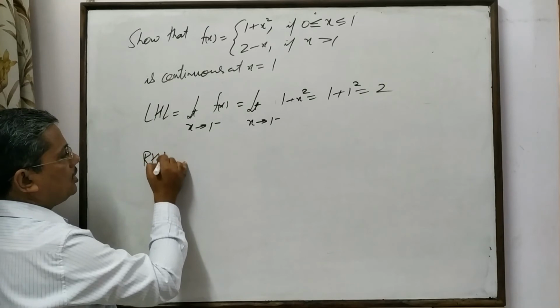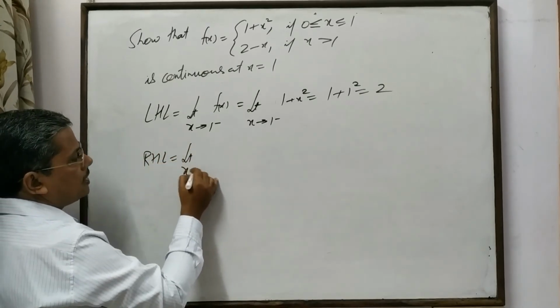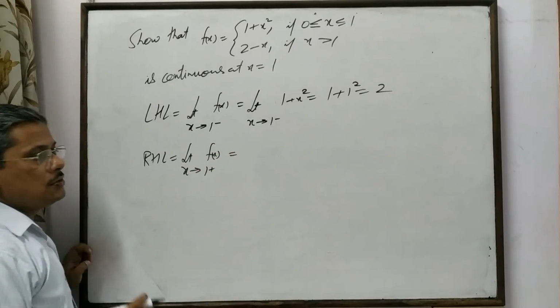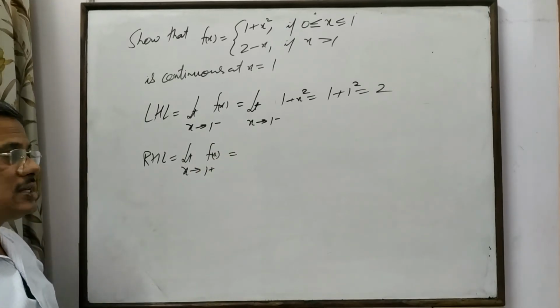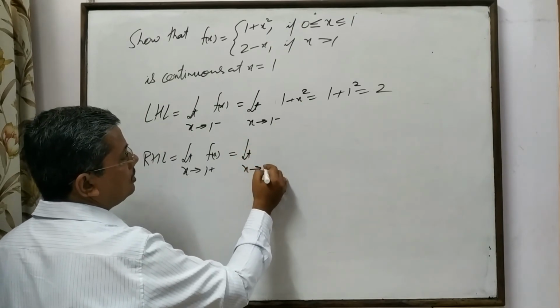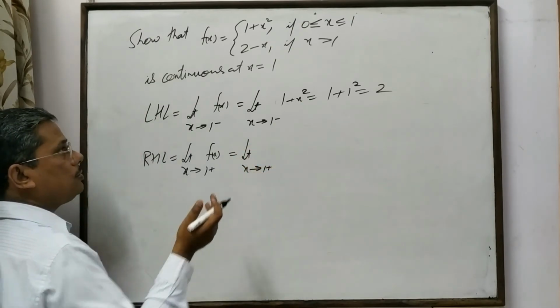And what about the right hand limit? This is limit x tends to 1 positive of f of x. Again, 1 positive means 1 plus something. 1 plus something means we have added something to 1. So when something is added to 1, x will come out to be greater than 1.